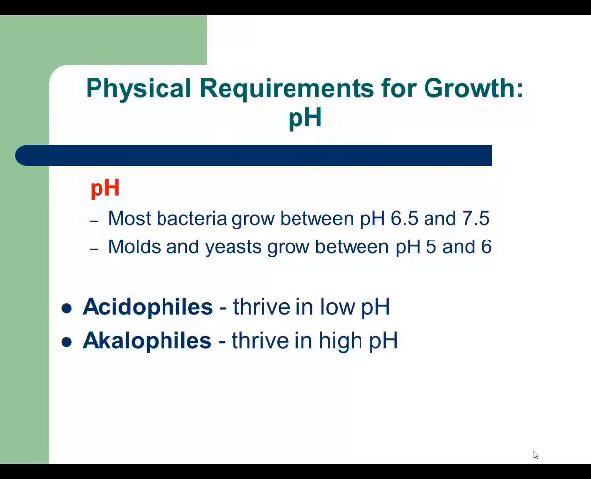pH requirements. Most pathogens thrive in a neutral pH range. For example, most bacteria grow between pH 6.5 and 7.5. Molds and yeasts grow between pH 5 and 6, meaning a slightly acidic environment. Some microorganisms actually prefer an acidic environment, and that's why we call them acidophiles, or acid lovers.